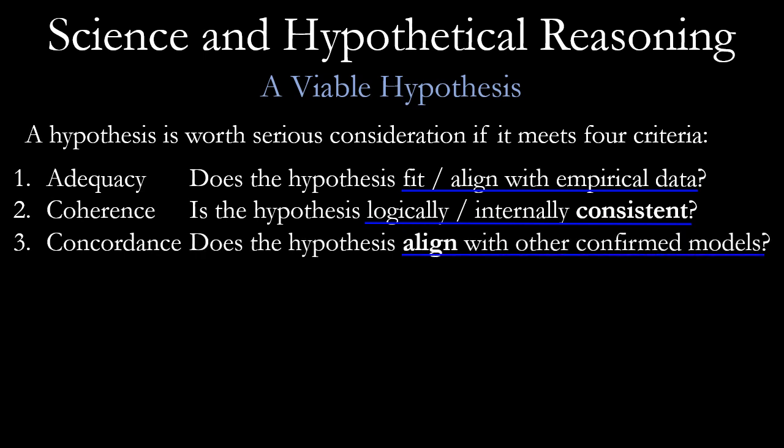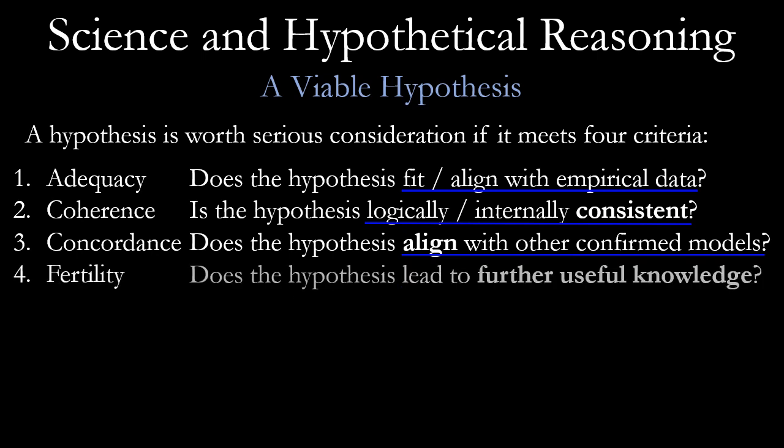And here we're asking, does the hypothesis align with other confirmed models? So again, adequacy: does it align with what we know and what we see? Is it coherent? In other words, is it free of contradictions internally? Is there concordance between it and other models? And finally, fertility. Does the hypothesis lead to further useful knowledge? Is it useful? Is it fruitful? Is it something that's going to be productive as we move forward in our observations, in our testing, and so forth, in our theorizations or in our hypothesization?